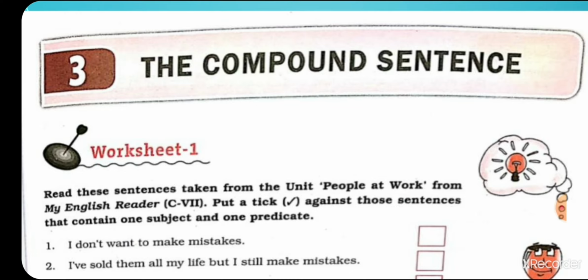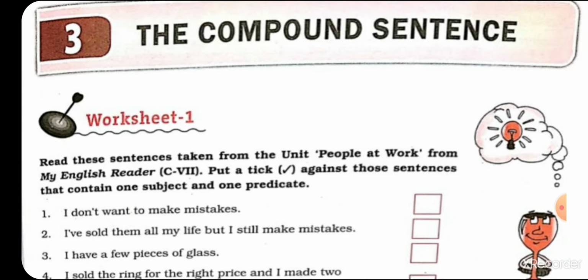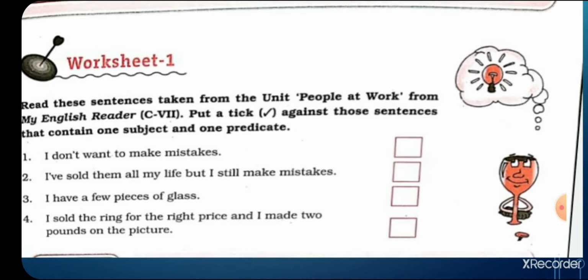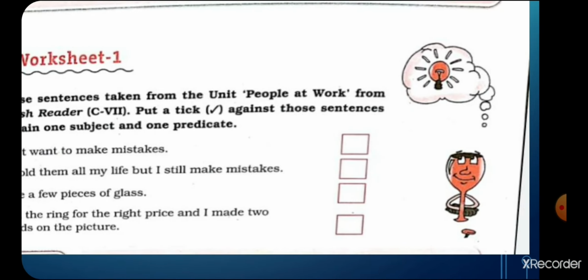Worksheet number 1. Read these sentences taken from the unit People at Work from our English Reader Class 7th. Put a tick against those sentences that contain one subject and one predicate. So students, let's read the first sentence: "I don't want to make mistakes." It's a simple sentence, so put a tick here.